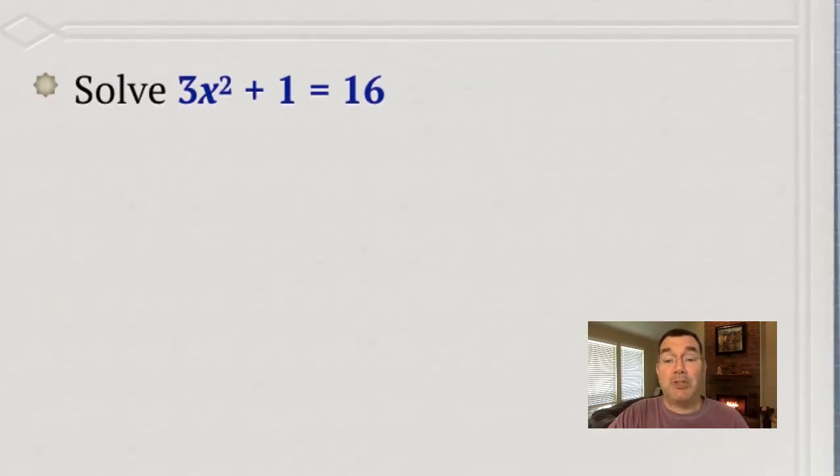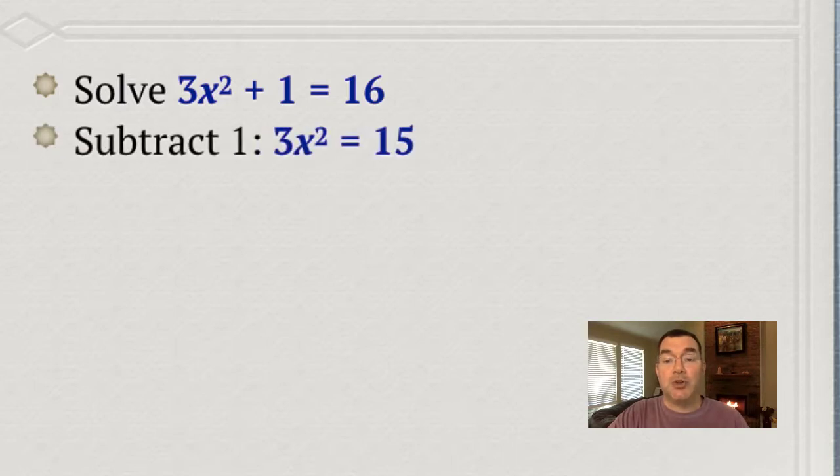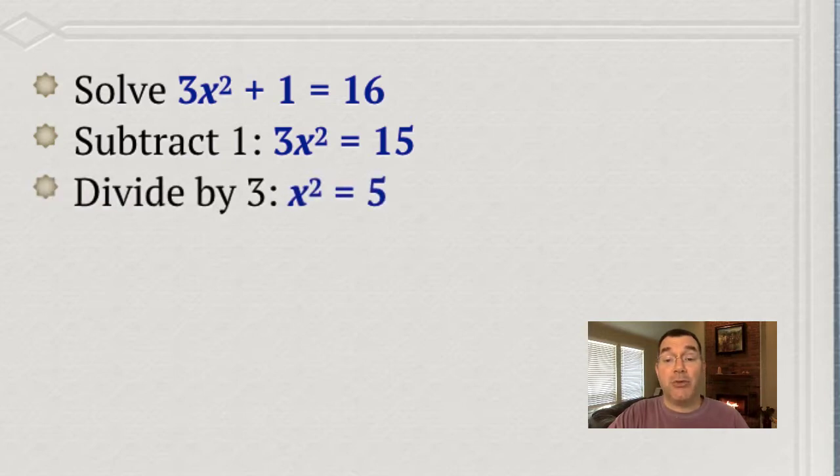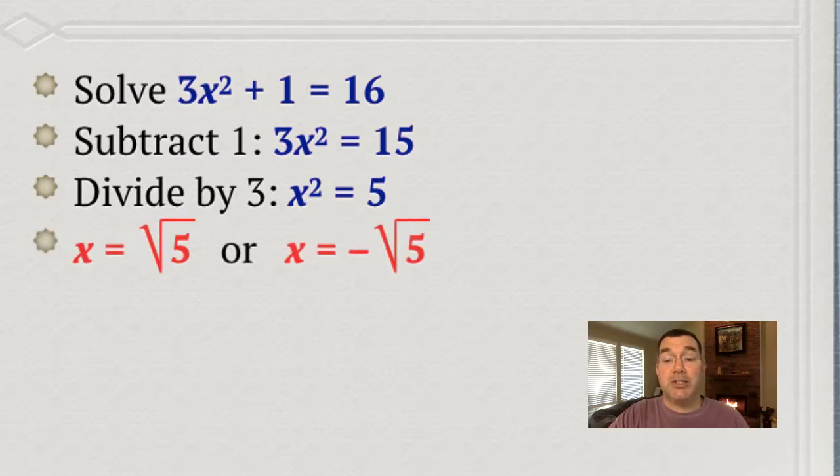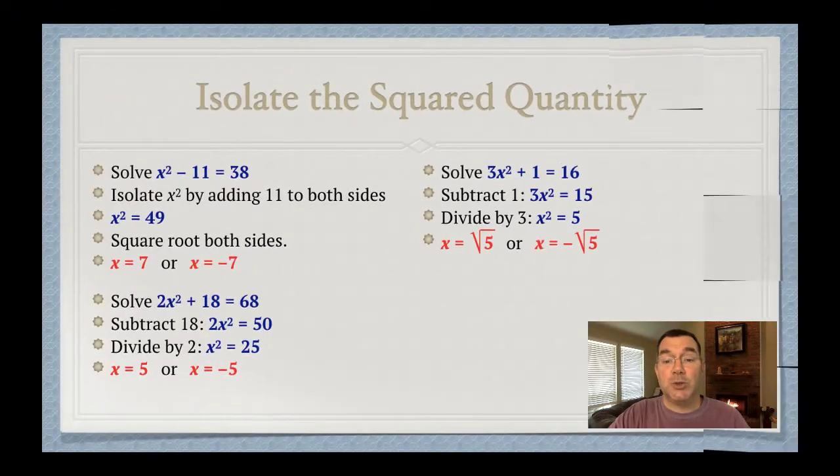All right, and now if I'm solving 3x squared plus 1 equals 16, it's the same process. I need to get rid of the 3 and the 1 that are on the left-hand side so that I can isolate x squared. So if I subtract 1 from both sides, I get 3x squared equals 15. And then if I divide both sides by 3, I get that x squared equals 5. So now I can square root both sides. The square root of x squared is just x, and then the square root of 5 is either root 5 or negative root 5. So those are my two solutions.